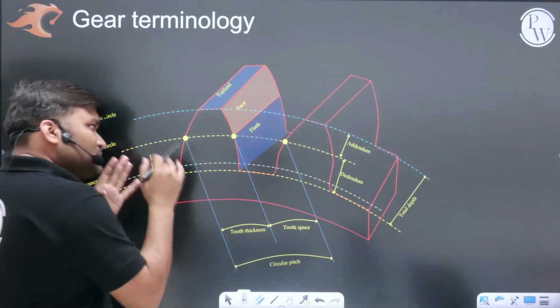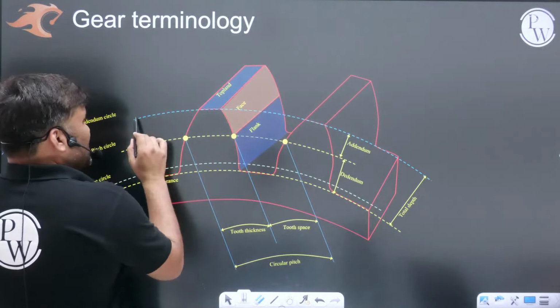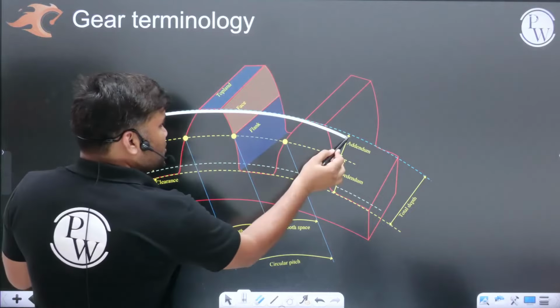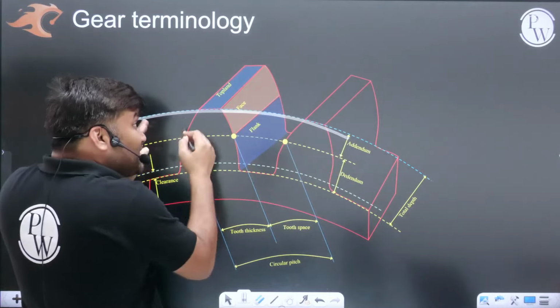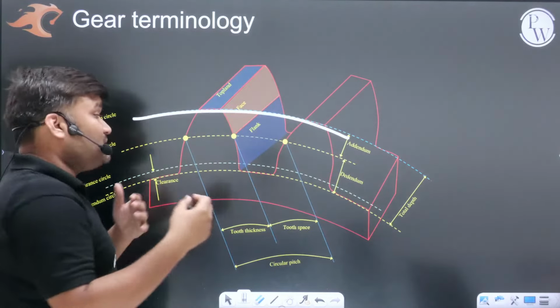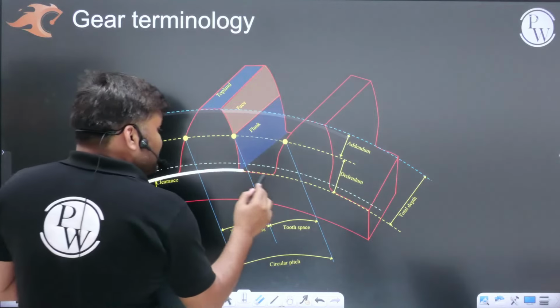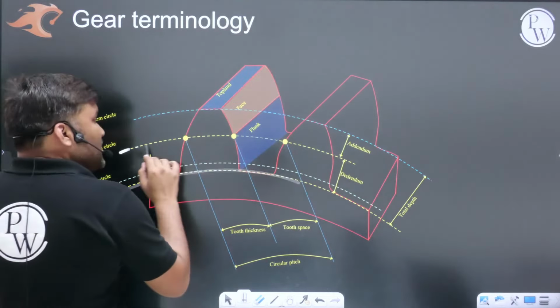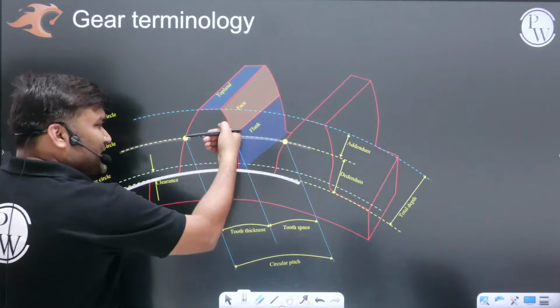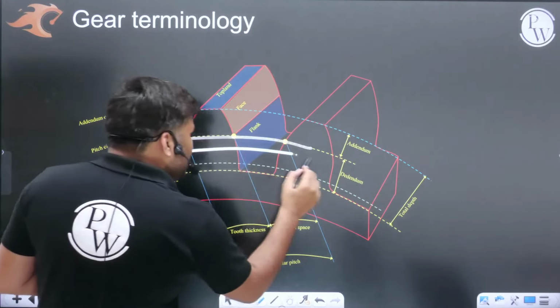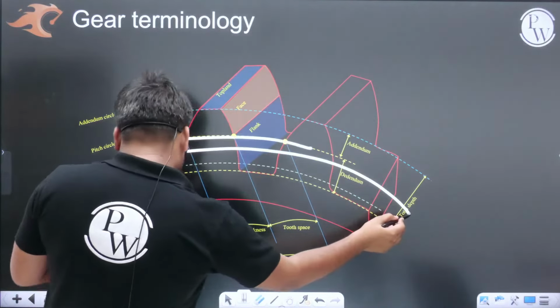Now, if you look closely, sir, as I already said, the topmost circle is the circle passing through the tip, the addendum circle. The bottommost is the dedendum circle. In between you have the pitch circle. Below the pitch circle, somewhere you will have the base circle. Okay?